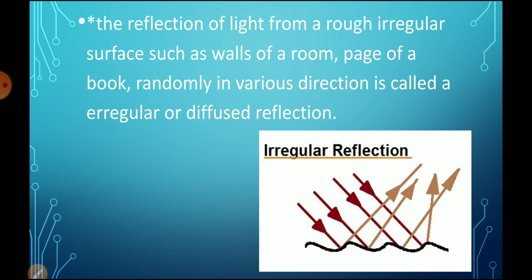The reflection of light from a rough, irregular surface, such as the walls of a room or the page of a book, randomly in various directions is called an irregular or diffuse reflection.